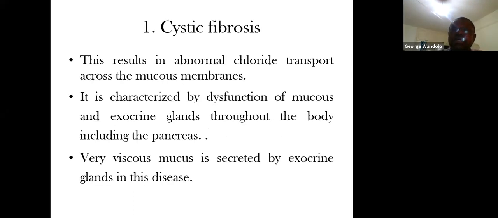This defective transmembrane regulator results in abnormal chloride transport across membranes of these exocrine glands. It is characterized by dysfunction of mucus and exocrine glands throughout the body, including the pancreas. The pancreas is one of the exocrine glands. And in this disease, we have very viscous mucus excreted by the glands, and this is stored within the gland. So it obstructs the ducts of the gland, and the excretory function of the gland becomes defective.